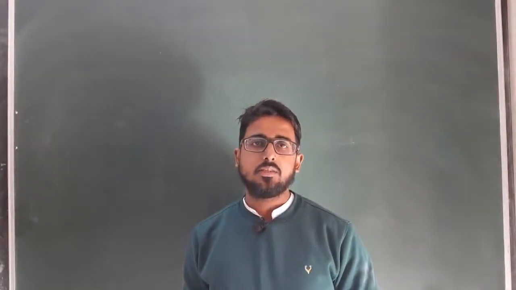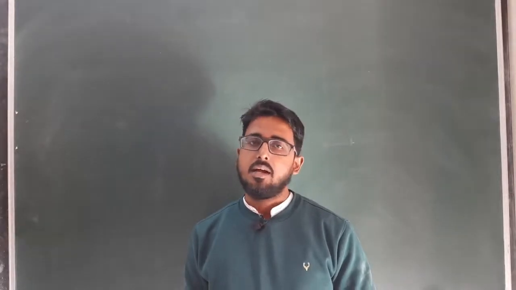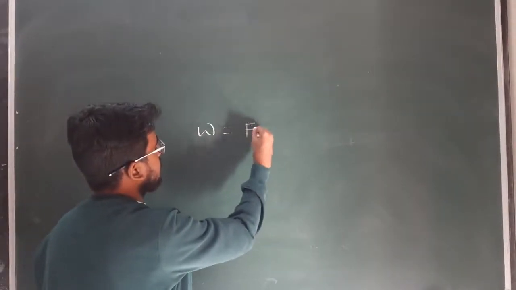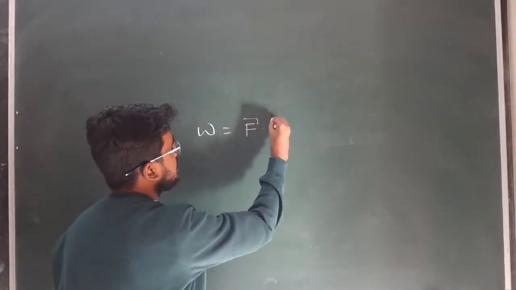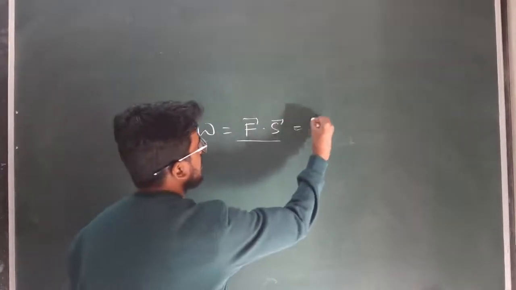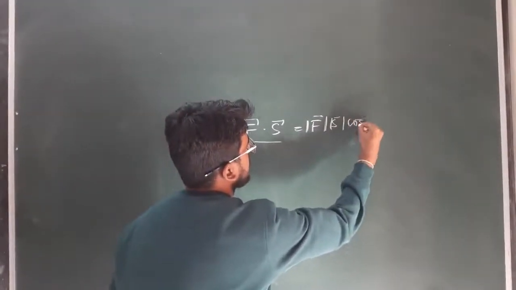Hello students, in the last class we already discussed what is work and the different types of work, that is positive, negative and zero work. So basically, in physics work can be defined as the dot product of applied force and the displacement produced due to that applied force, or this can be written as |F||S| cos theta. What is theta?